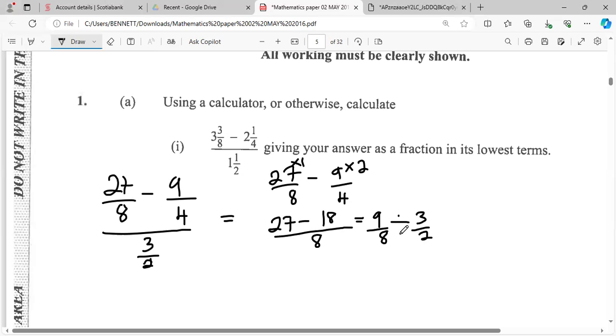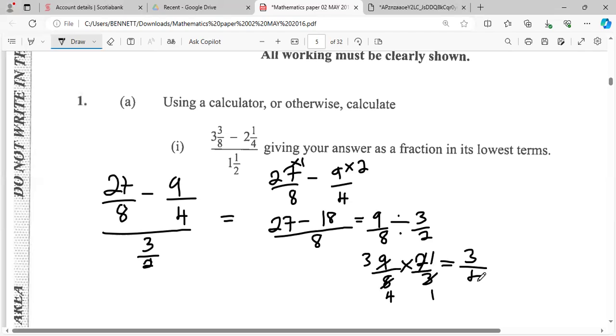So it's 9 over 8 divided by 3 over 2. And of course, we change from division to multiplication, and we have to reciprocate or flip. So then we can simplify. 2 into 2, 1. 2 into 8, 4 times. 3 into 3, 1. 3 into 9, 3. So our answer would be 3 quarters.